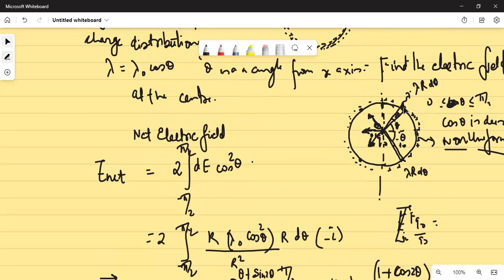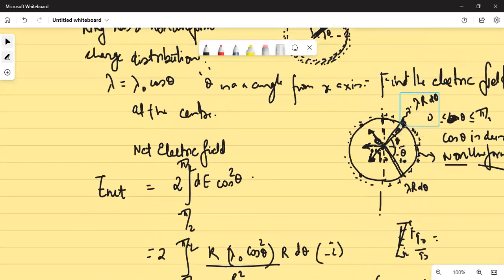Look, here a charge dq is placed. dq will be lambda r d theta, where lambda is lambda naught cos theta. Here, suppose a charge dq is placed and here Q naught is placed, so it will push in this direction. And just look on this side, this will push this particular charge at the center in this direction. So the net force, net electric field you can say, because of this hemisphere would be dE cos theta, because these components would get cancelled. Only this component would remain.